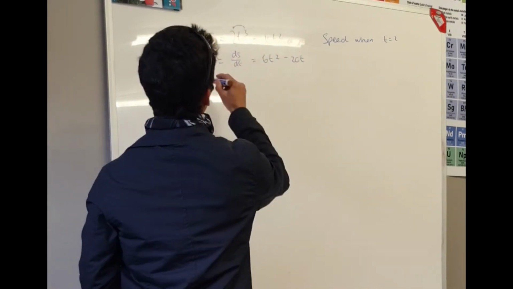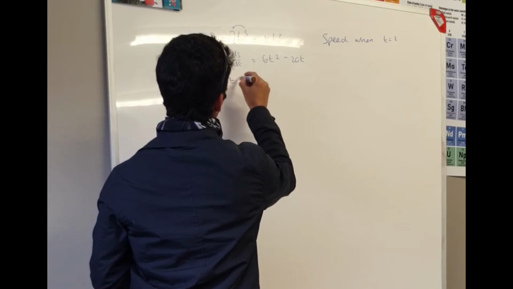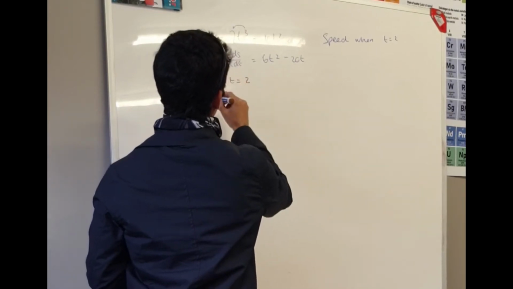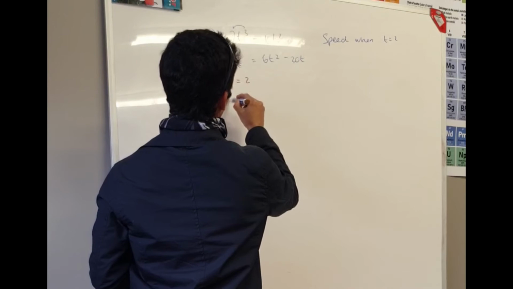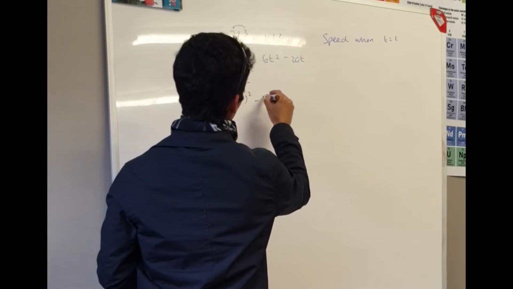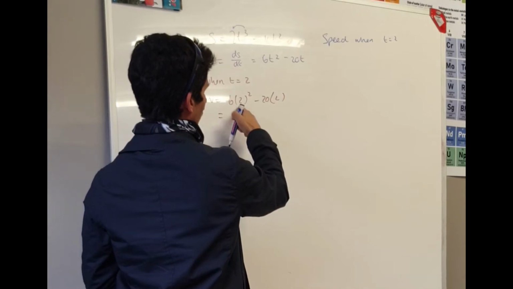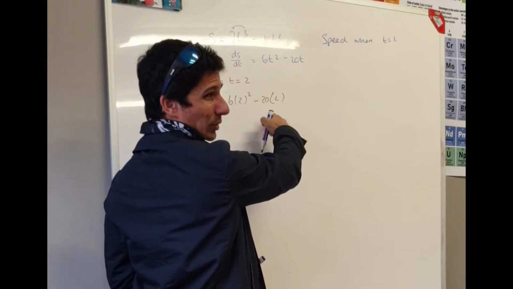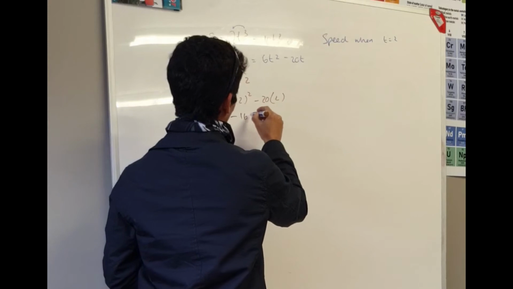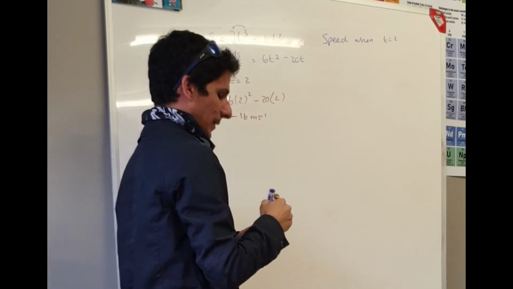Okay, so we'll say when t equals 2, velocity is equal to 6 times 2 squared minus 20 times 2. That's 6 times 4, that's 24 minus 40, so minus 16 meters per second.